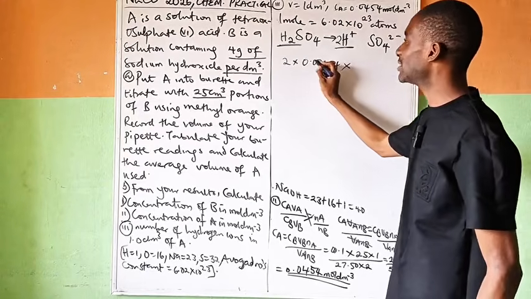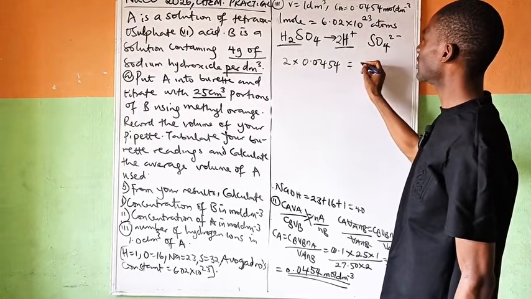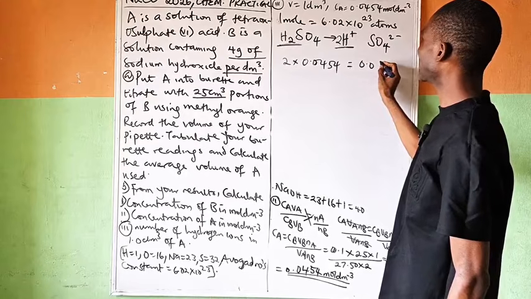How do we do it? Or you can do it one step at a time. This by this is going to give you what? To give you 0.09.